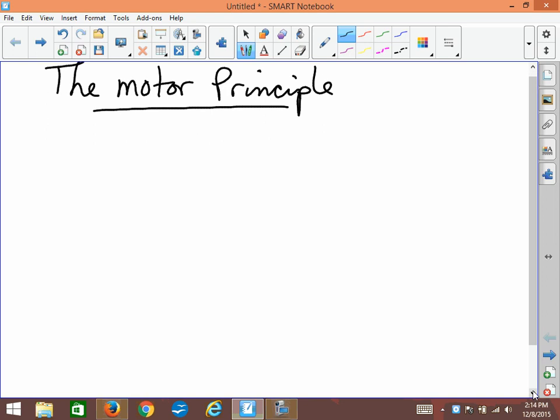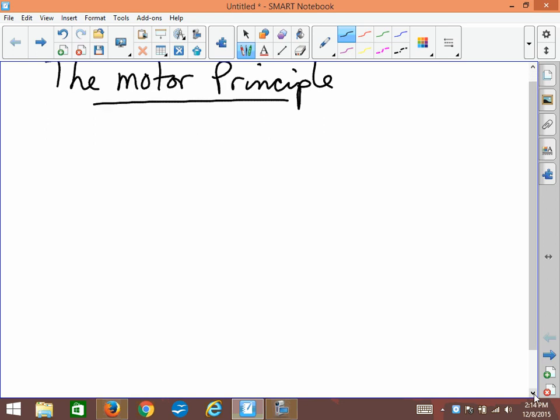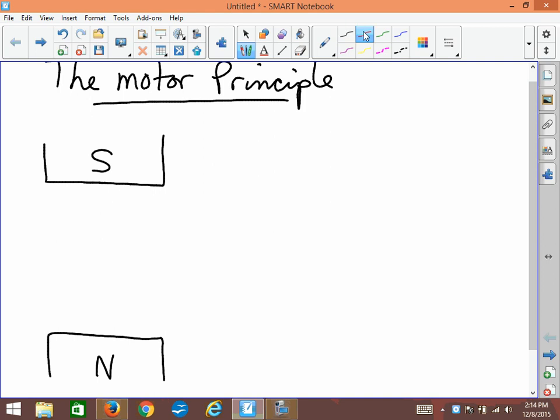I say simple, but not so simple, because the motor principle is a little bit hard to get your head around. So what I'm going to do is imagine a magnet here, the tip of a magnet. Let's call this the south pole of a magnet. And then down below here, I'm going to draw another magnet nearby, and this is the north pole of that magnet. And we know that between the two magnets, there would be magnetic field lines that run north to south. So I'm going to draw these magnetic field lines in.